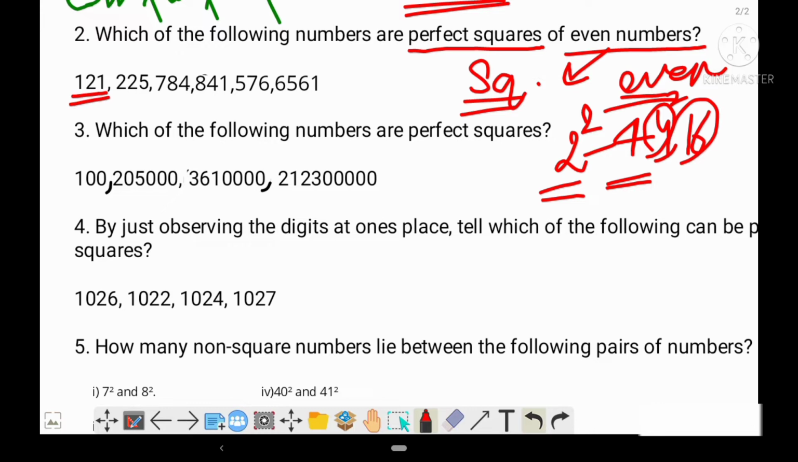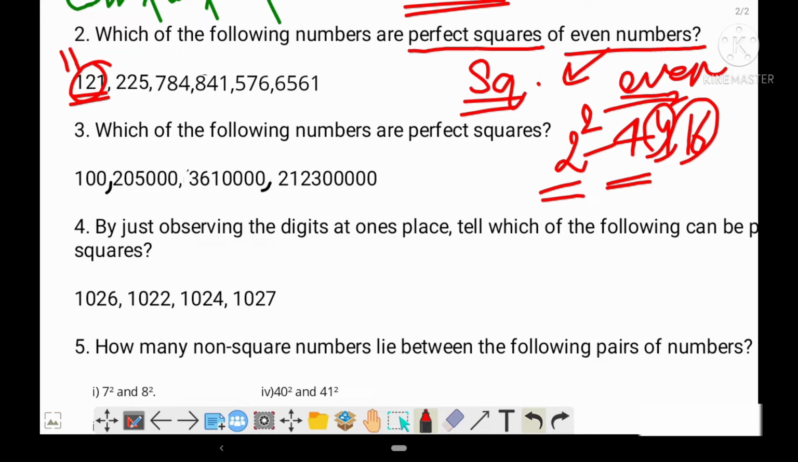It is an odd number, so it cannot be the square of an even number as well, and it is not a perfect square of an even number. Yes, it is a perfect square, but students, it is the perfect square of an odd number. 11 square is 121. But 11 is an odd number, so it is not a perfect square of an even number. Sorry, it is not a square of an even number.